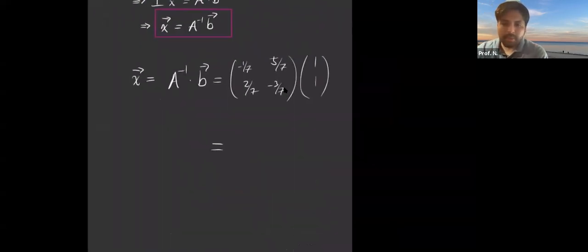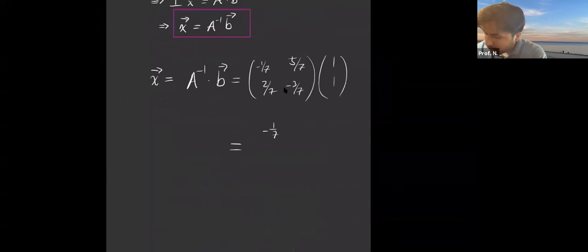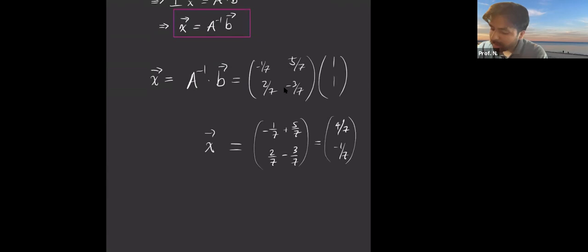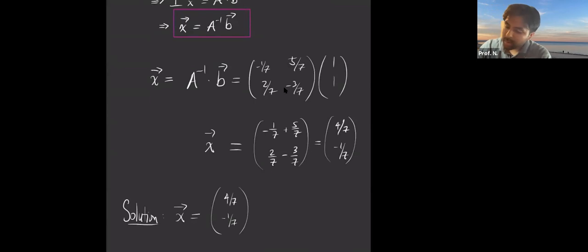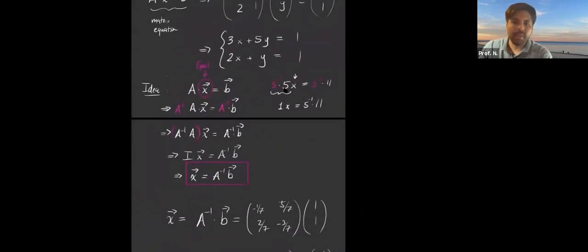When I left multiply, what do I get? I get -1/7 plus 5/7, and I get 2/7 minus 3/7. And what do I get at the end? 4/7, -1/7. And that's my answer. This is my solution. So x has to equal 4/7, y has to equal -1/7 to solve this system that we have.